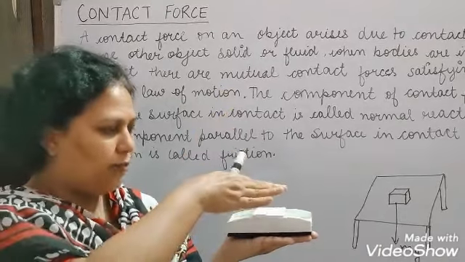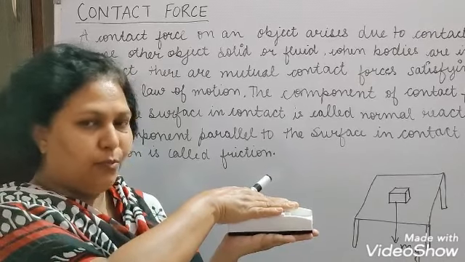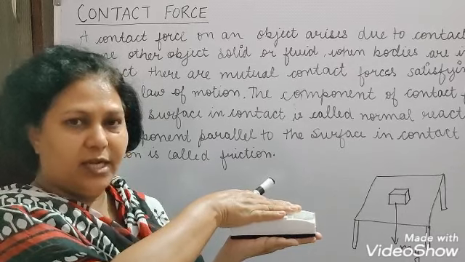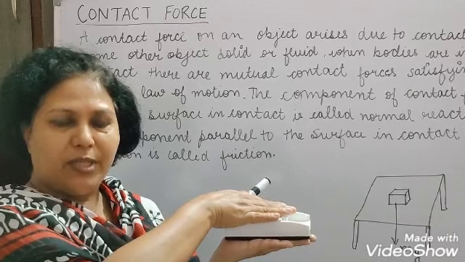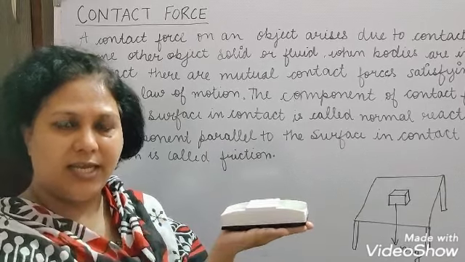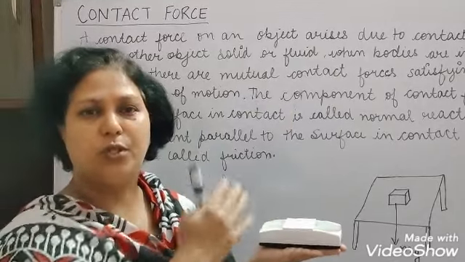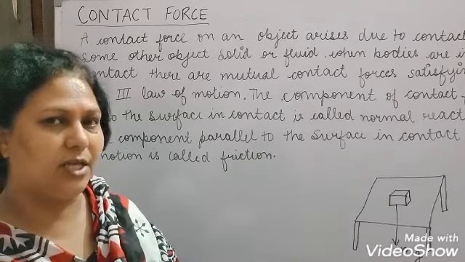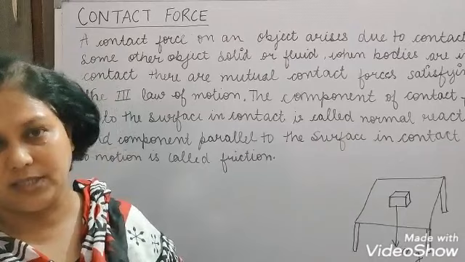Now if we are applying more force over here, that means if I'm giving more weight to this duster, in that case also you will find it is balancing and it is not moving at all. So what happened this time? The mg has increased, and so the reaction force also will be increased accordingly. That means the normal reaction is a self-adjusting force.